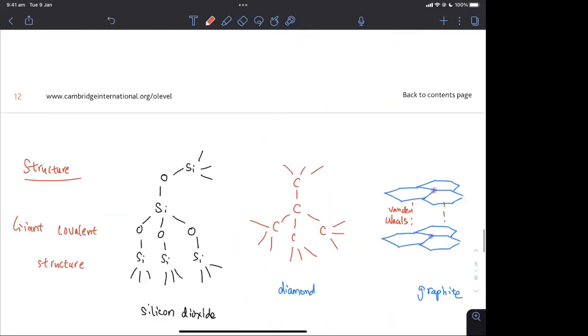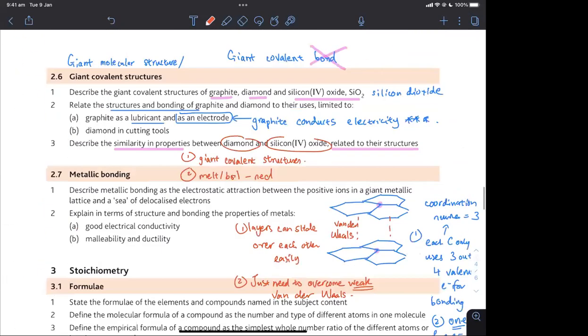Now, the very last structure is to do with metals. Metals, you will see, metallic bonding needs to be described. This is the definition. Again, this word, positive attracts negative, is called electrostatic, but your negative is no longer negative ions. It is delocalized electrons.